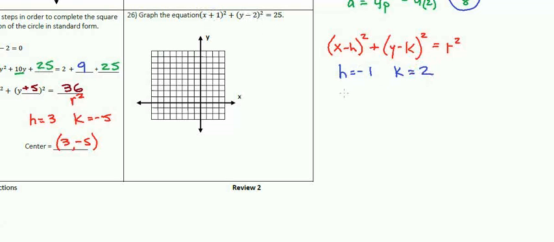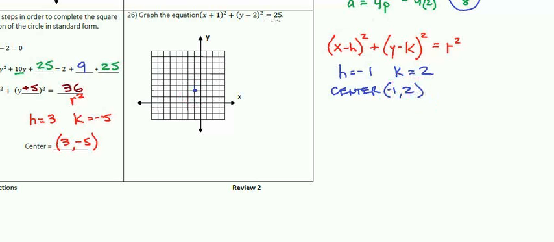And we know the center of the circle is going to be at (h, k), so we know the center of this circle is going to be at (−1, 2). Let's go ahead and graph that now. −1 on the x-axis, +2 on the y-axis. There is the center of our circle.